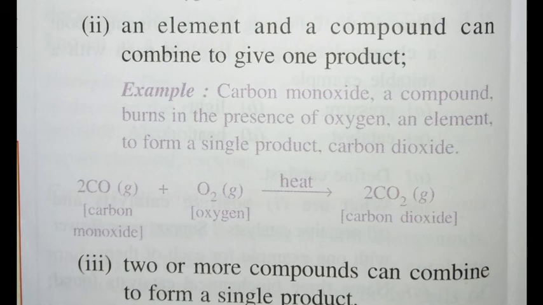Example, carbon monoxide is a compound. It burns in the presence of oxygen, which is an element, to form a single product, that is carbon dioxide. The chemical equation is 2CO, that is gas and that is a compound. When it reacts in presence of oxygen and heat, we will get 2CO2, that is carbon dioxide. It is a single product and it is another compound.